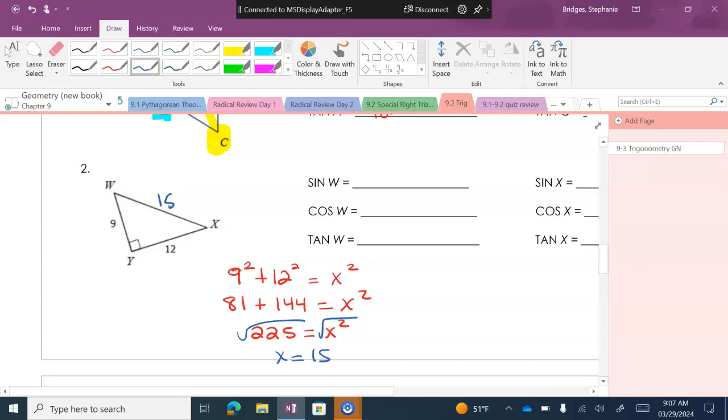Now write your ratios, all 6 of them. The sine of W, the cosine of W, the tangent of W, and then the sine of X, the cosine of X, and the tangent of X. These can reduce. Okay, so we need to write them and then reduce. If you need the calculators to reduce, you're welcome to go grab one.